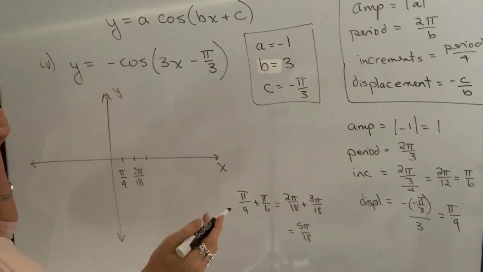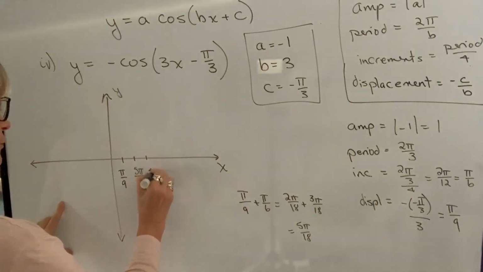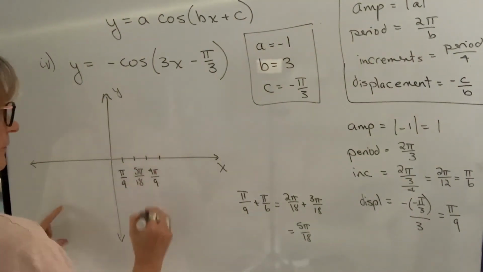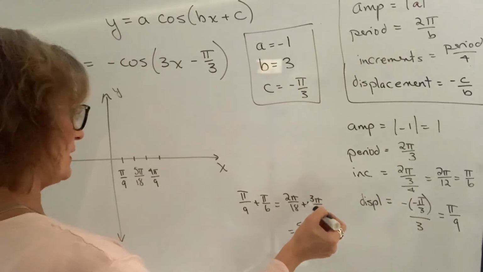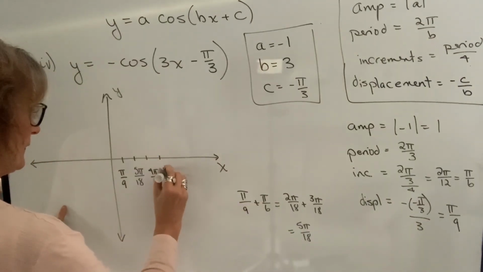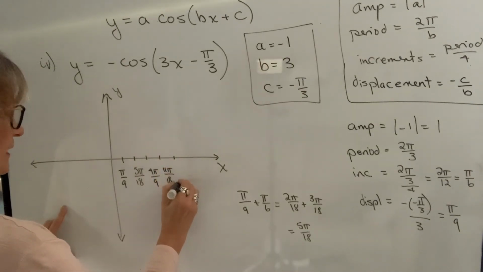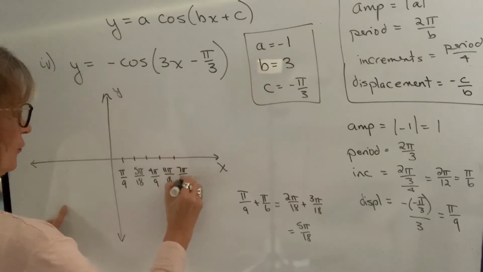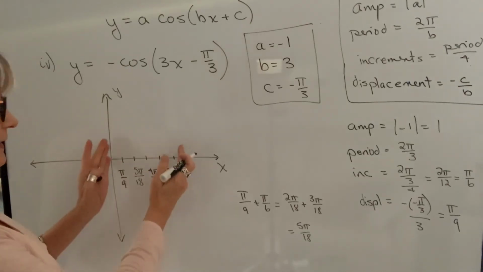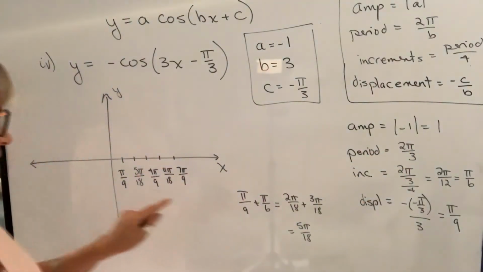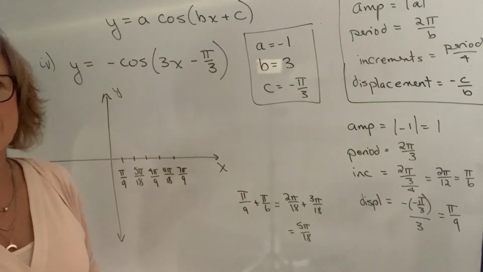We add pi over 6 again, which is like another 3 pi over 18, which gives me 8 pi over 18, which can reduce to 4 pi over 9. We add pi over 6 again, which is 3 pi over 18. So 8 plus 3, 11 pi over 18. And then this will be 14 pi over 18, which can reduce to 7 pi over 9. So here's my starting x point, here's my end x point. Does that give me a period of 2 pi over 3? If I subtract, I'm going to get 6 pi over 9, which is definitely 2 pi over 3.